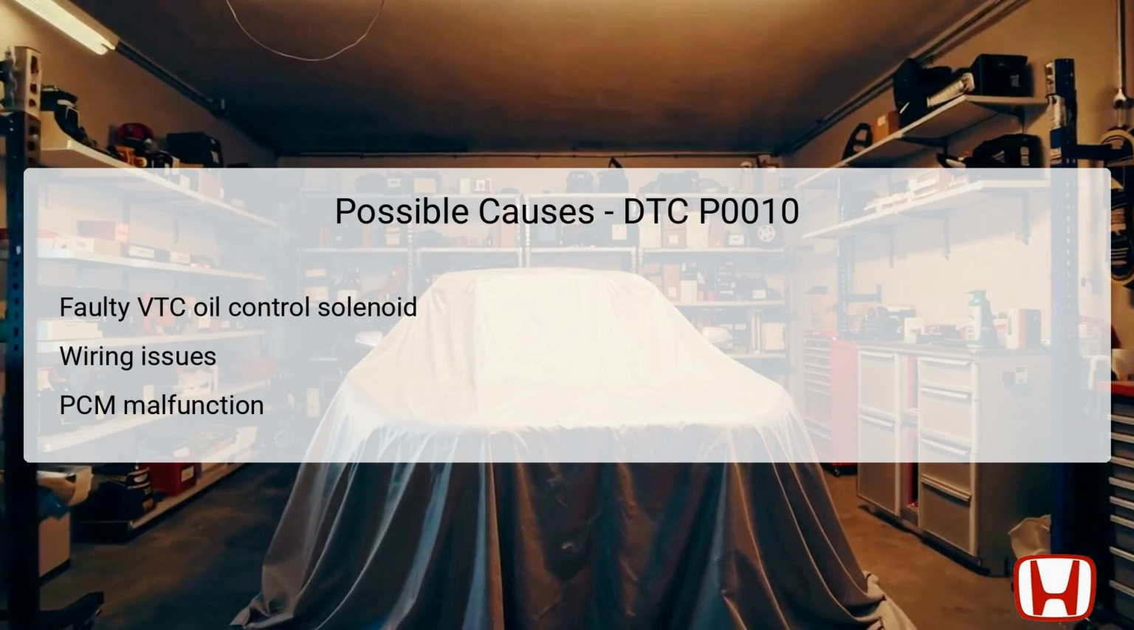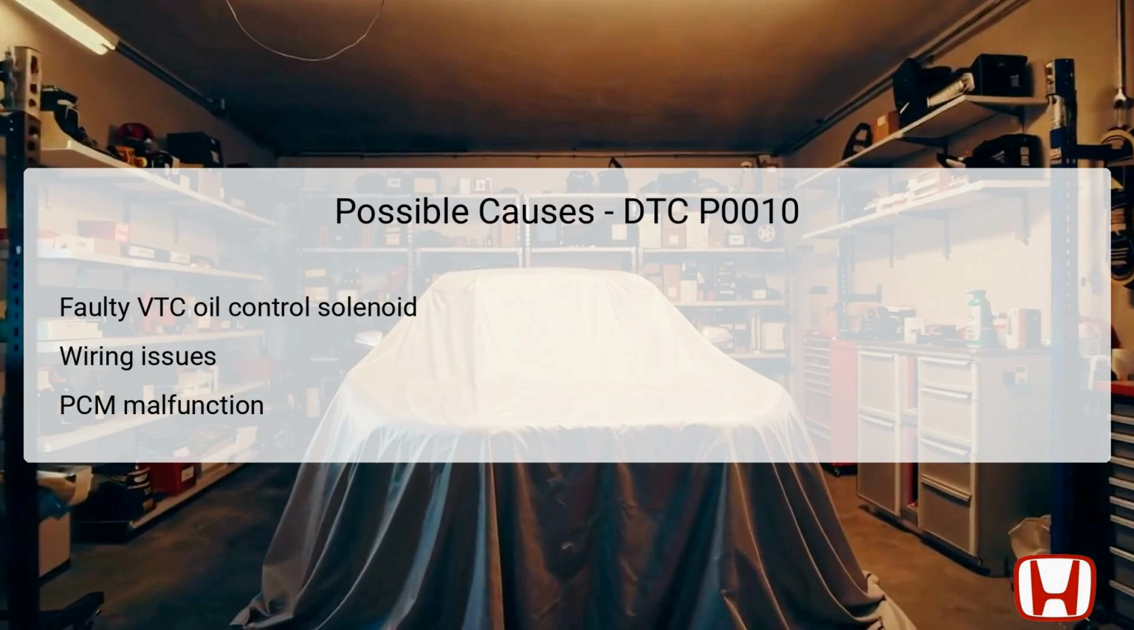Several factors can lead to the appearance of DTC P0010. First, a common cause is a faulty VTC oil control solenoid valve, which may fail to respond to commands from the engine control module, ECM. Such a failure may occur due to wear and tear, oil contamination, or internal damage.